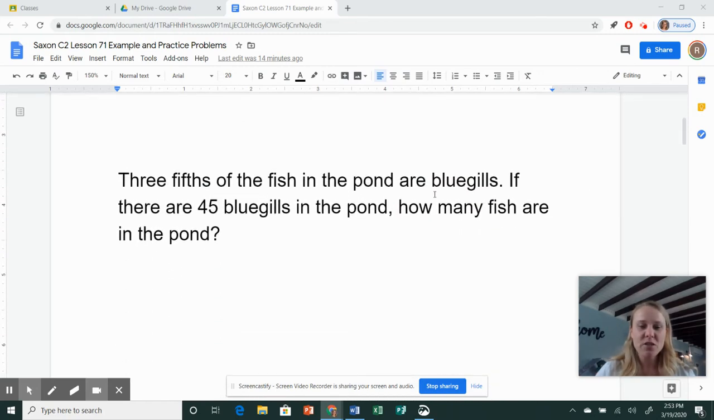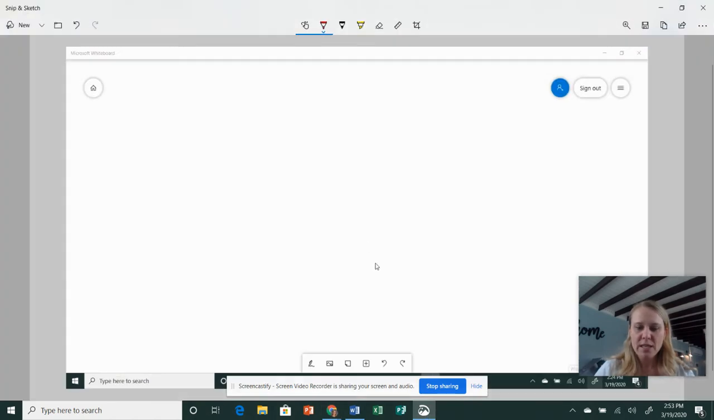You should be able to see on your screen one of the examples that they wanted me to start with, which says 3/5 of the fish in the pond are bluegills. If there are 45 bluegills in the pond, how many fish are in the pond? Okay, sorry, I just had to make sure I was ready for this.